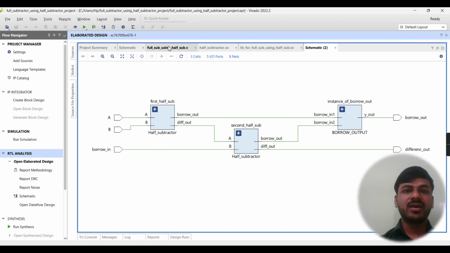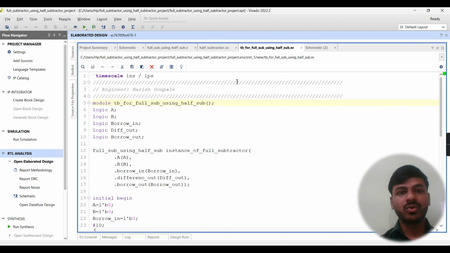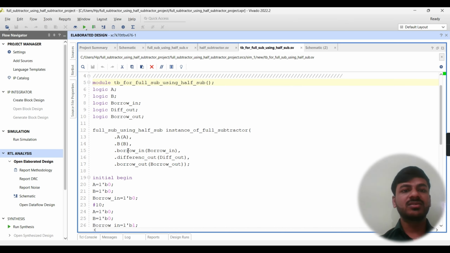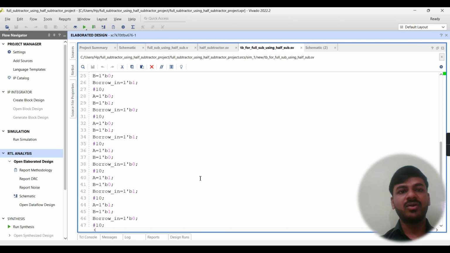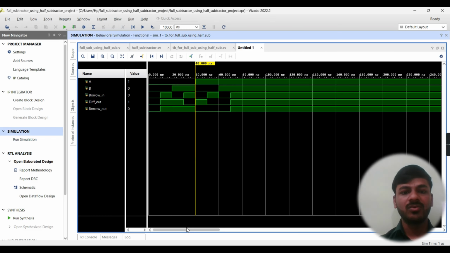Okay, now to verify this full subtractor using half subtractors, I have written simple TB code also. So we'll go through the TB code. My module name is TB for full subtractor using half subtractor. These are the input and output variables, that is A, B, borrow in, and difference out and borrow out. Now this is the instance of the full subtractor using half subtractors. Inside the initial begin I have given 8 combinations, as we have 3 inputs. Now if I click on run simulation, we'll see the waveform.